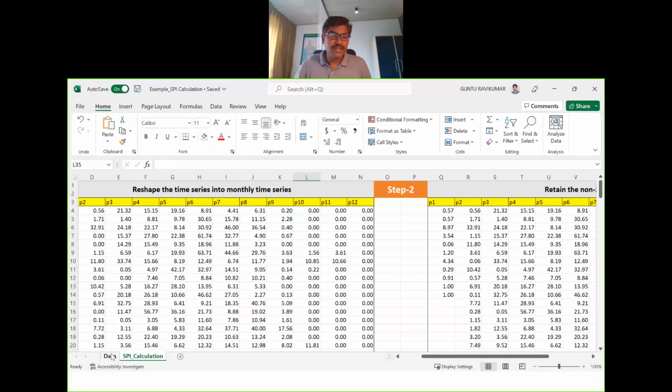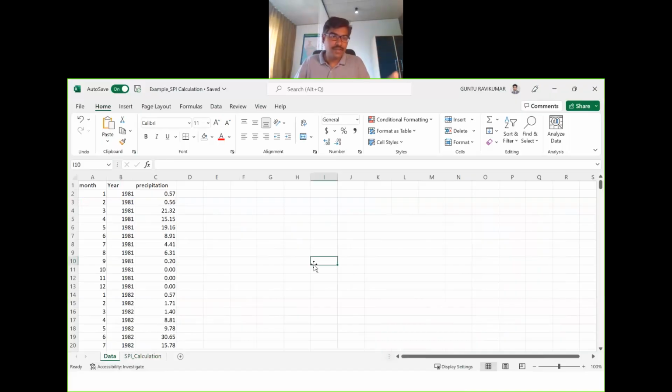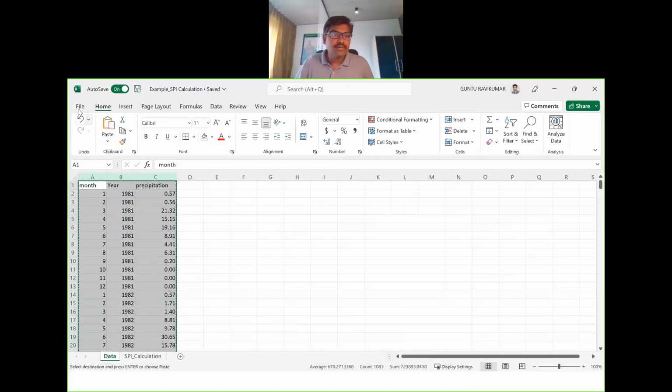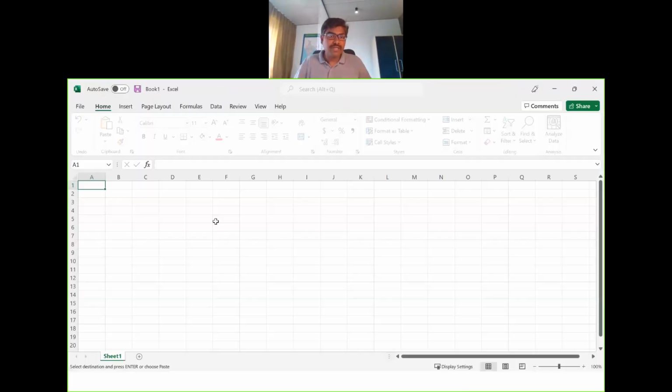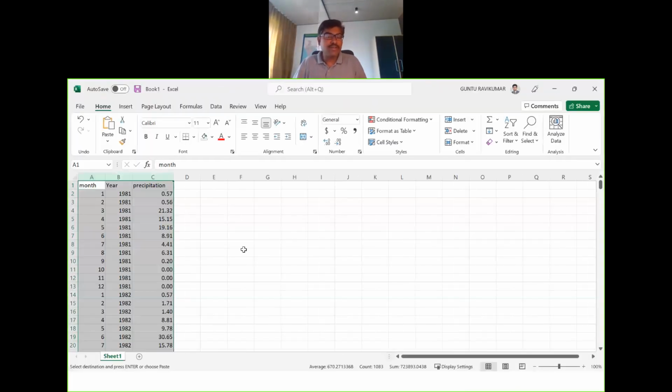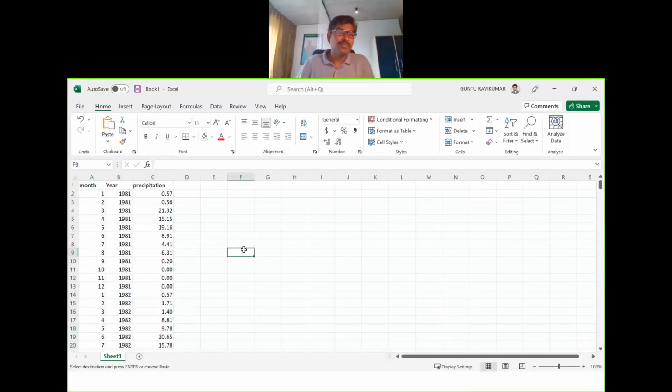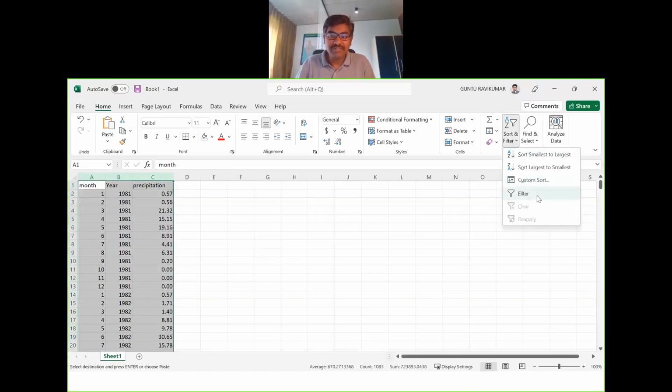Firstly, we need to take the data. For this demonstration, I have considered monthly precipitation from the year 1981 to 2010 for a particular station. I'm just copying this data so that I'm starting from the beginning. You can replicate it by repeating the same steps. So I've copied the data. Now what to do next? Select the 3 columns, go to filter, click on filter.